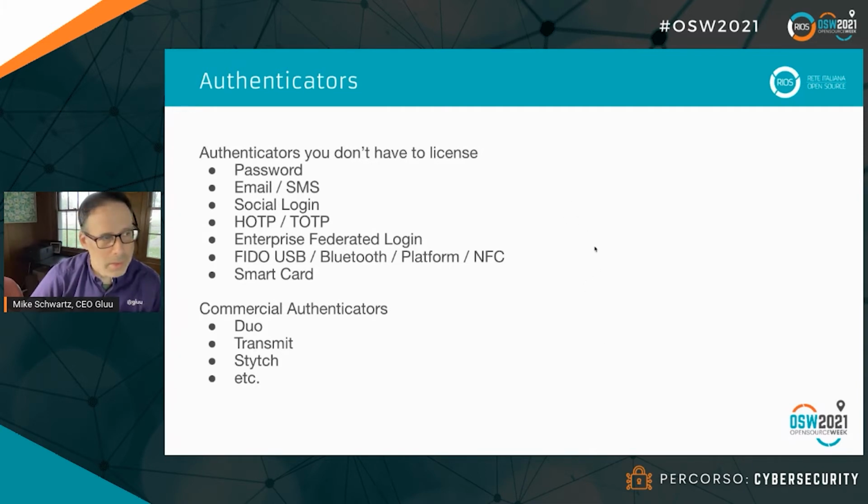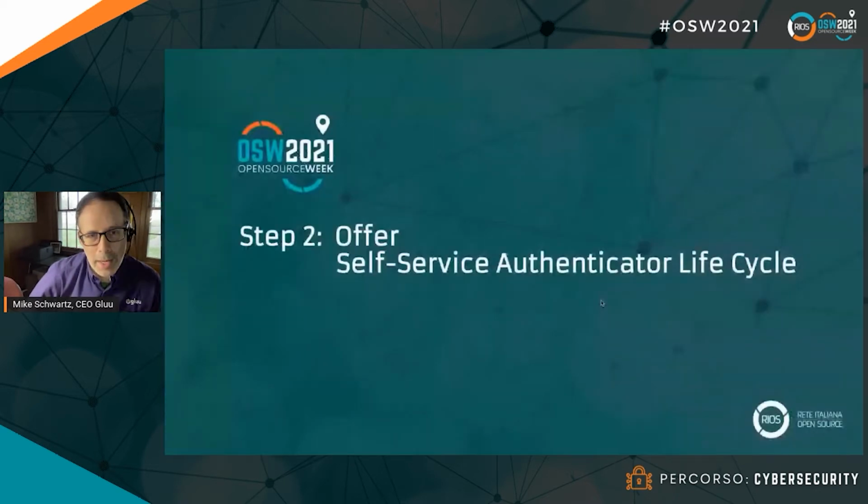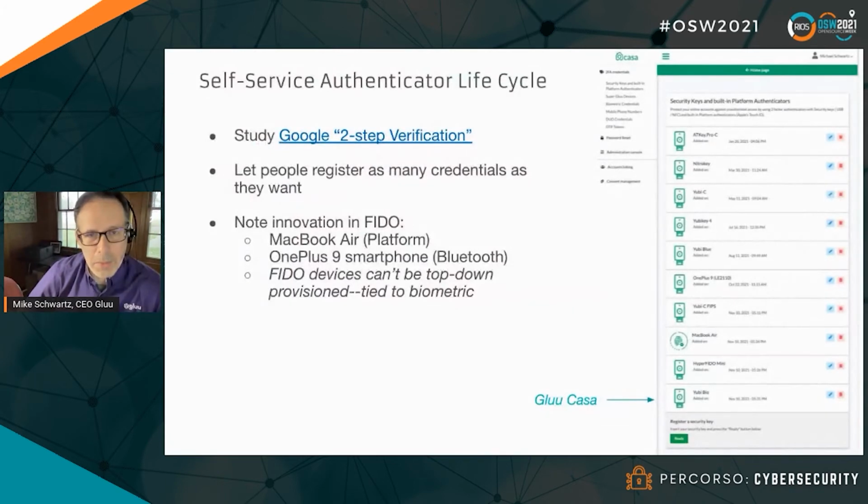So, okay, let's just assume you pick a couple of these authenticators. Step two, after we picked our authenticators, is to offer self-service authenticator lifecycle. That means we need to give users a way to enroll credentials. And Google does a very good job at this. You should study how they enable end users to manage two-step verification. Google has a product called Casa. That's the product I'm showing to the right.